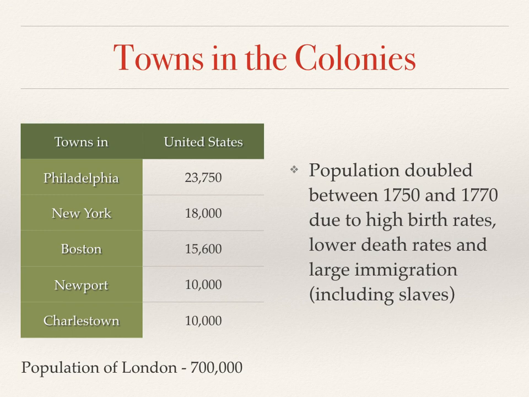But just to show you the comparison, the largest town in the colonies around the time of the War of Independence was Philadelphia, with 23,750, whereas the population of London was 700,000 at the time. So a massive disparity in the size of the cities.